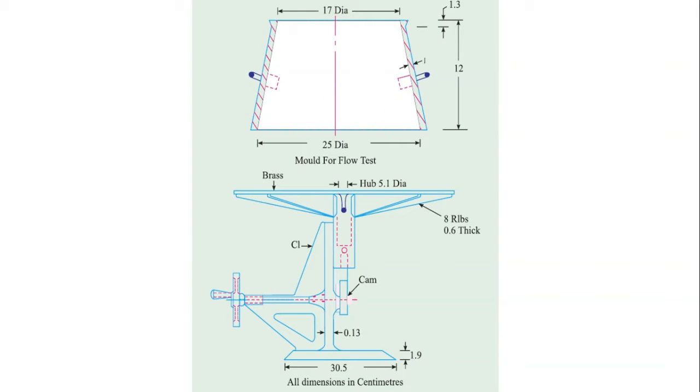This is the flow test equipment. You can see this is the flow table, and we have a cone here. This is an arrangement. Of course, this seems to be similar to a slump cone, but it is not. The dimensions are different, and of course, we use it in a similar way. This is the mold for the flow test, and here we have a table.